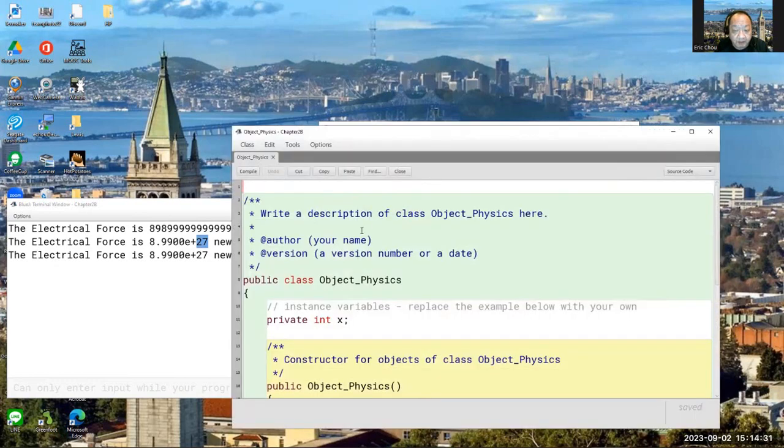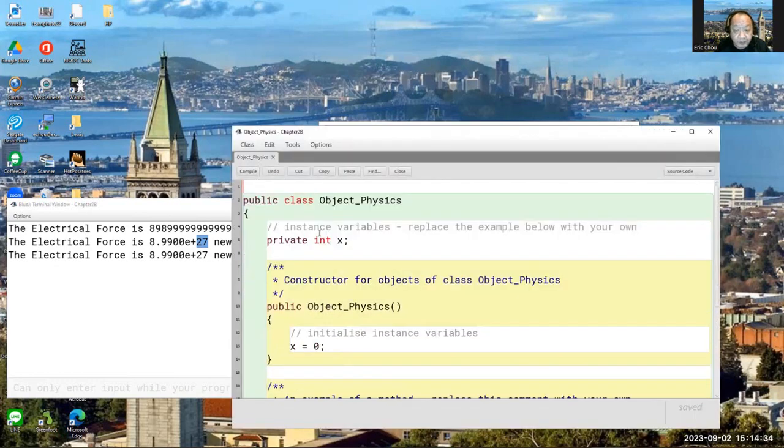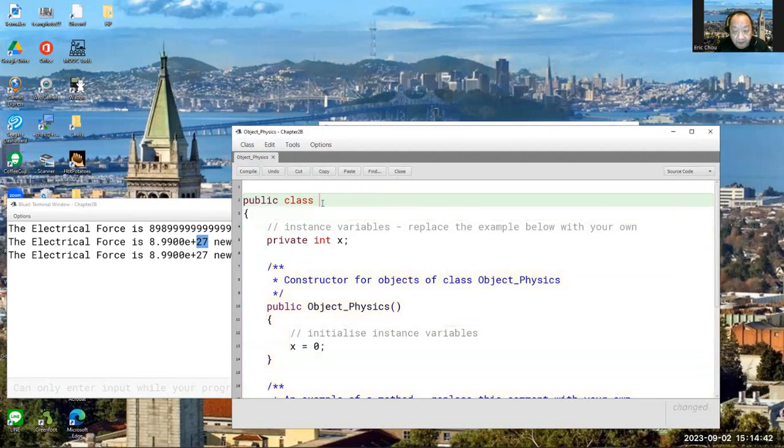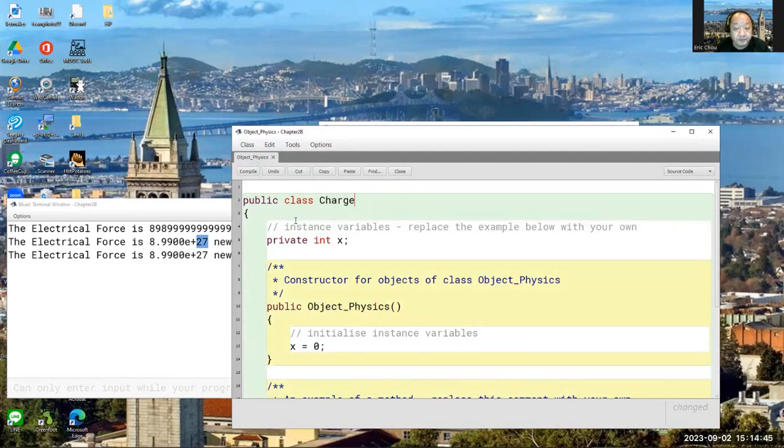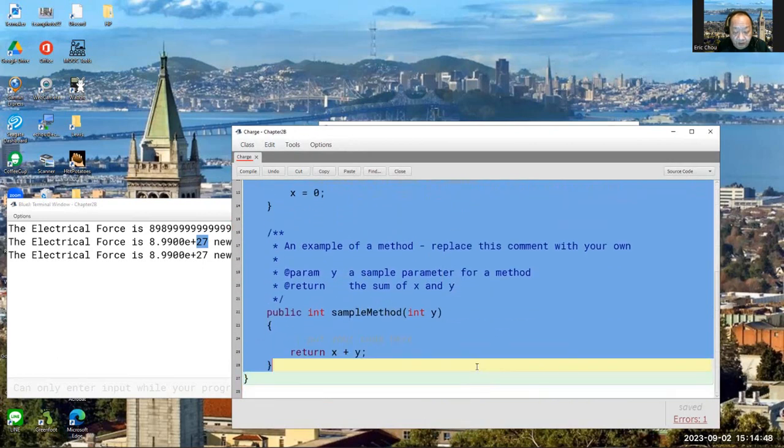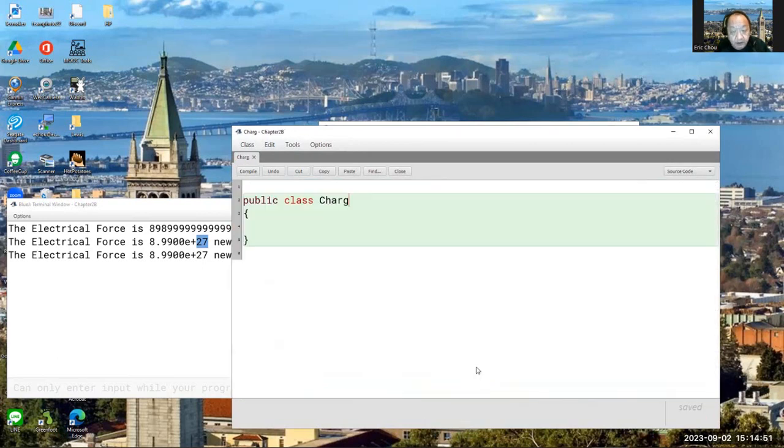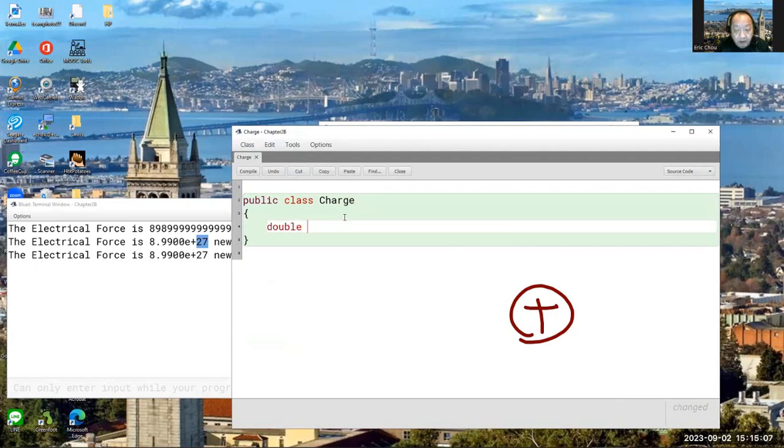Okay, so this one is object type of physics. Now, let's not call it object; let's call it charge. I do have a charge. This is an electrical particle that comes with a charge, which would have a certain electrical quantity. We call it Q.